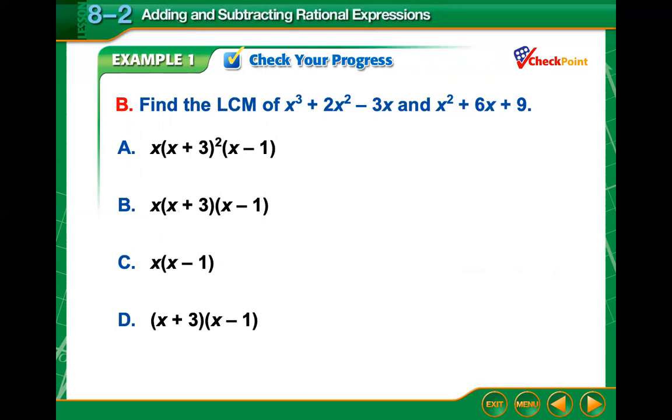Here's your next try of finding the LCM of x cubed plus 2x squared minus 3x and x squared plus 6x plus 9. Go ahead and pause the video, give it a shot. And you should end up getting x times (x plus 3) squared times (x minus 1). So to remember, you need to factor out the GCF as much as possible, and then factor the resulting quadratics into their two linear factors.